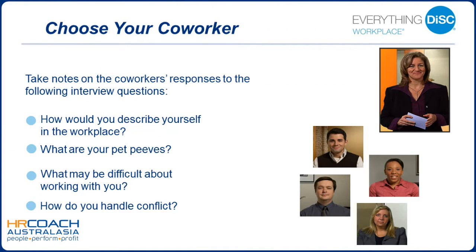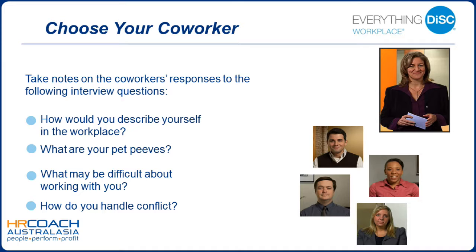We're going to run through an exercise to just show you how that works. In this exercise, you'll be watching a video where you are going to choose a co-worker. What we mean there is you're going to see 4 different behaviour styles. You will see a D, I, S and C behaving. And they will describe themselves in the workplace, what their peeves are, so what things don't work for them, what might be difficult about working with them, and how they handle conflict.